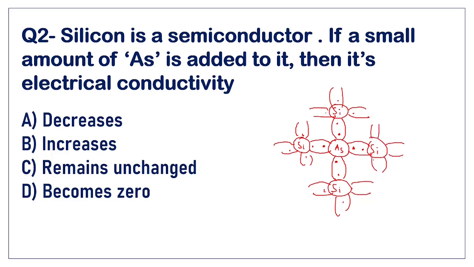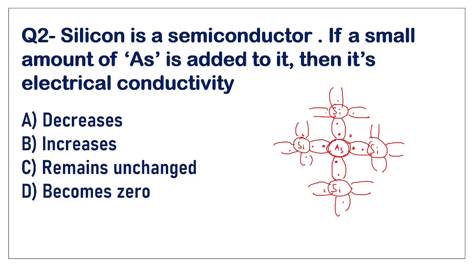Now if you concentrate on arsenic, it is a pentavalent element, so it will have 5 valence electrons. Out of those 5, 4 will make covalent bonds with the neighboring silicon atoms, and 1 electron will remain extra. So there will be 1 free electron whenever a single atom gets added to silicon. If you add a small impurity of arsenic, there will be many such free electrons available, and it gives rise to an N-type semiconductor.